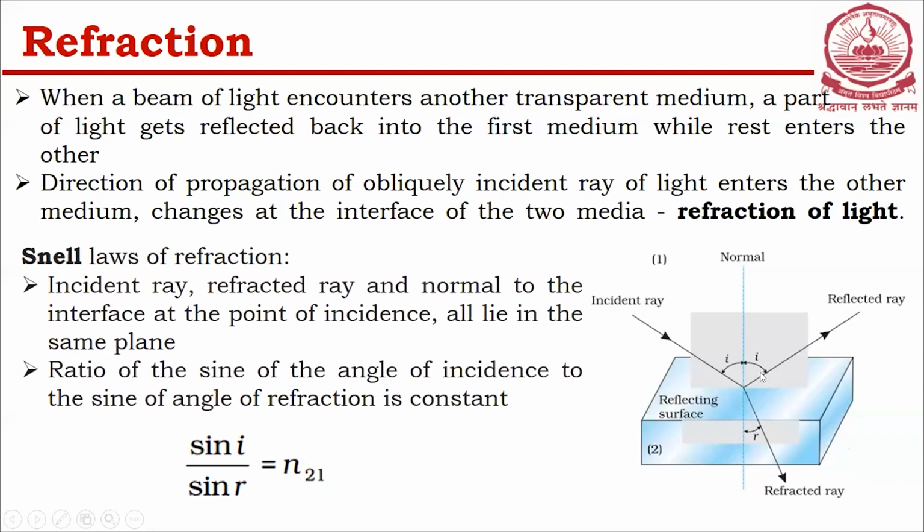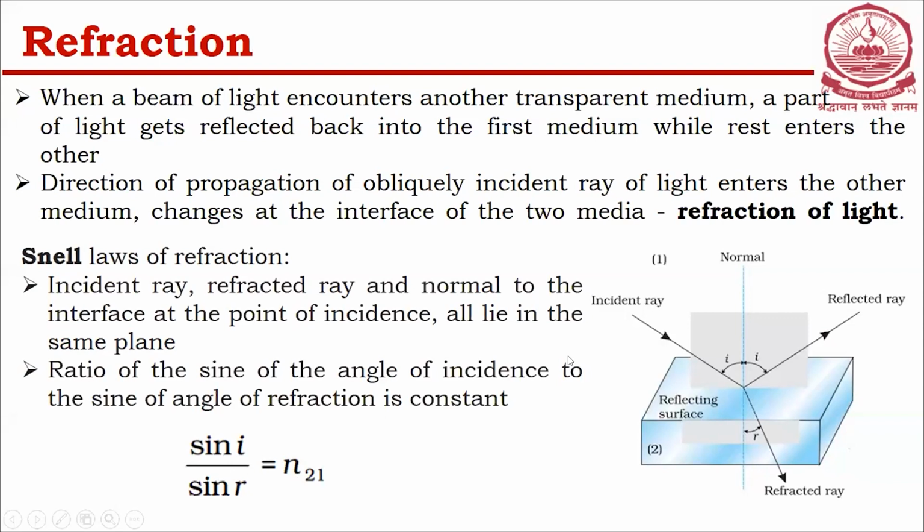Whenever the light is incident, you can see that it is getting reflected as well as refracted. But this is actually another medium, which has something called refractive index. So you can see Snell's law of refraction. The incident ray, refracted ray, and normal to the interface at the point of incidence all lie in the same plane, that is this plane. And the ratio of the sine of the angle of incidence to the sine of the angle of refraction is constant. That's your refractive index of the second medium with respect to the first, n21, that is sine i by sine r.